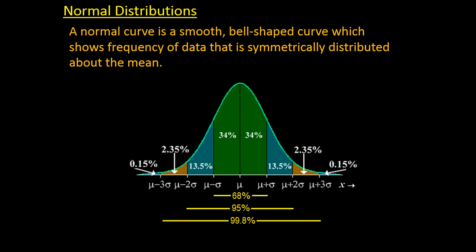So within 1 standard deviation plus or minus of the mean, 68% of your data values will fall in that middle part. If you go out a second standard deviation from the mean, 95% of your data values will fall in that part. And if you go out 3 standard deviations from the mean, 99.8% of all your data will fall within 3 standard deviations of the mean.